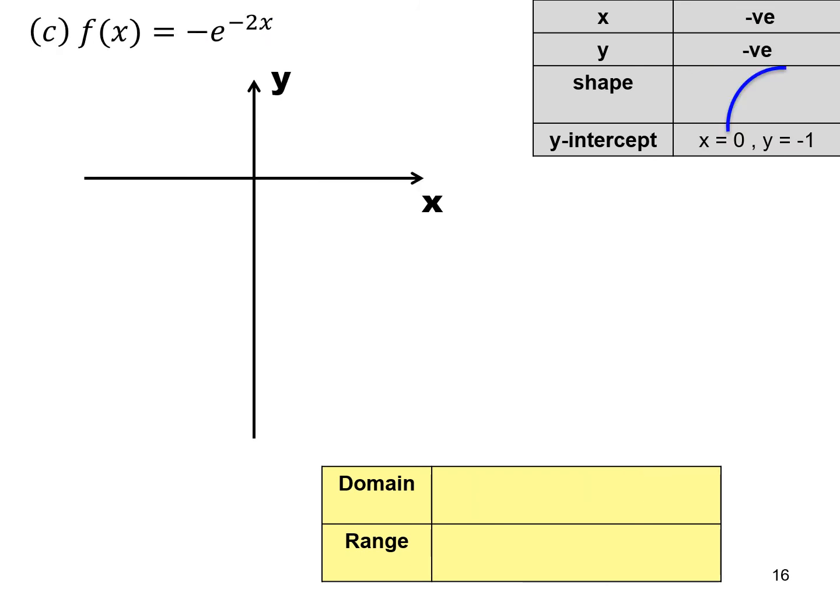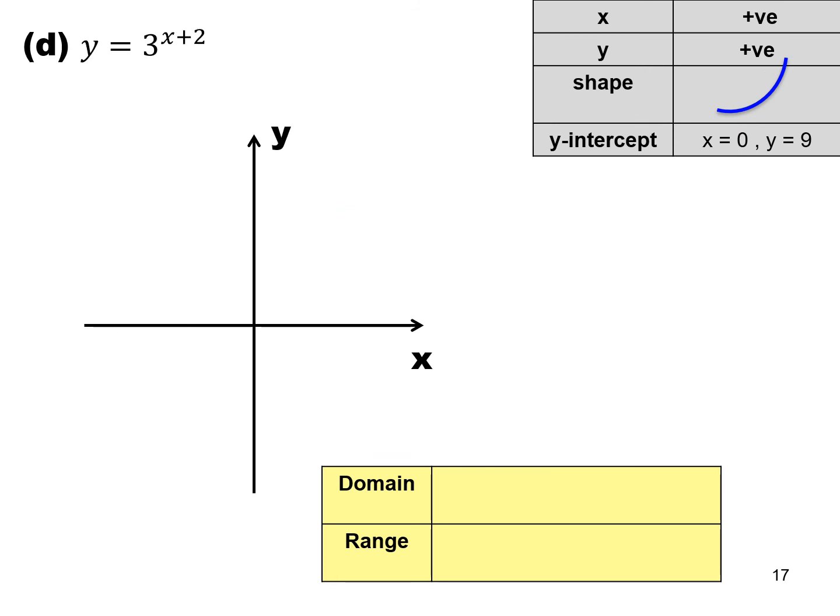Okay, f(x) equals negative e to the power negative 2x. So we can see that x is negative, y is negative. So the shape is like this. So x is 0, y is negative 1. So y is negative 1. So the shape is like this. So the domain is negative infinity to infinity, which is real numbers. So the range is from negative infinity, comma 0, open.